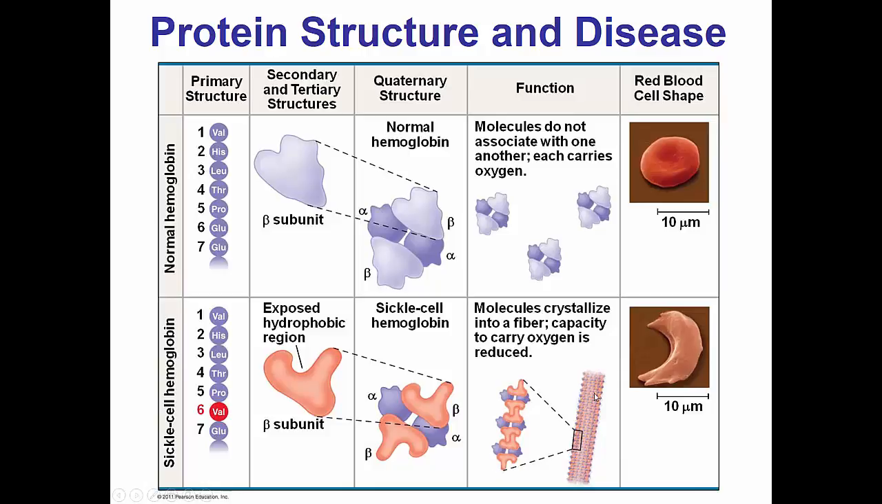And that polymer deforms the shape of the red blood cell, making it sickle-shaped, hence the name of the disease. And these sickle-shaped red blood cells can block blood flow through the capillaries. And this is what's known as a crisis event, and it's really, really painful for people who have this disorder.